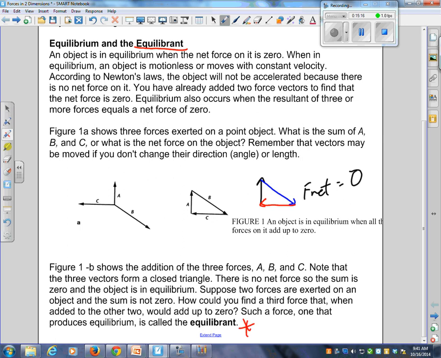Is C always going to be the one? No, I'm just saying in this particular case. A could be the equilibrant. They're just arbitrarily labeled. But if you've got two and it's not in equilibrium, then it's the third one that produces equilibrium. It could be the fourth one, it could be the fifth one, whichever one makes the sum of all the forces equal to 0.